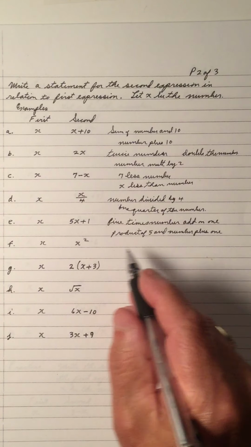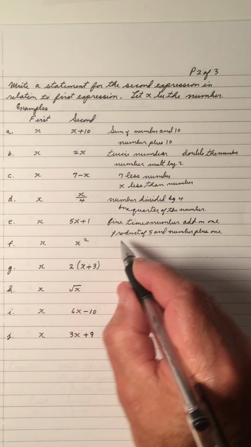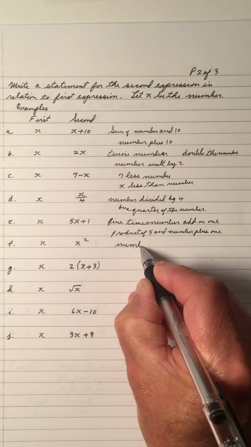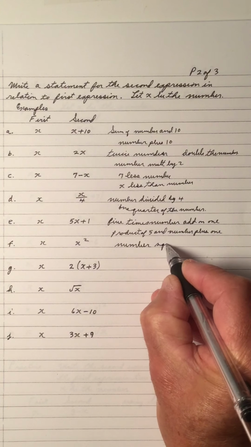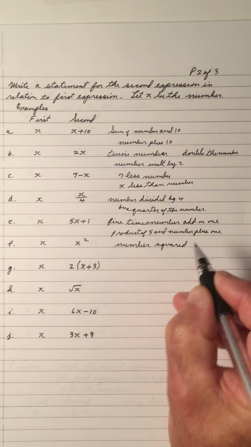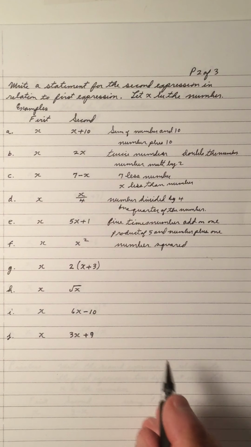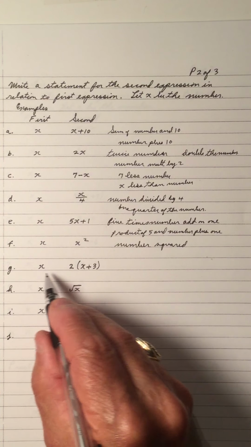And it's your choice. There's x, and this is x being squared. So this is the number. So that's the number squared. We're squaring the number. Or you could say the square of the number. Number squared.